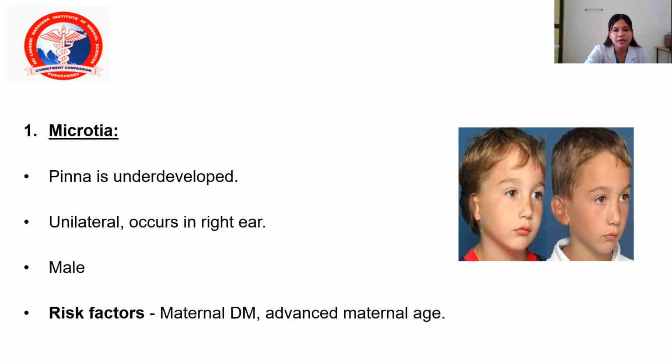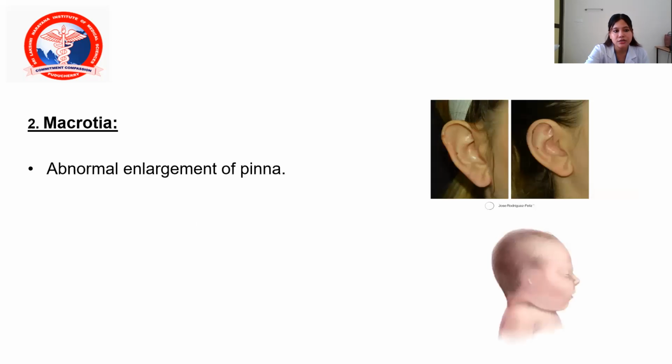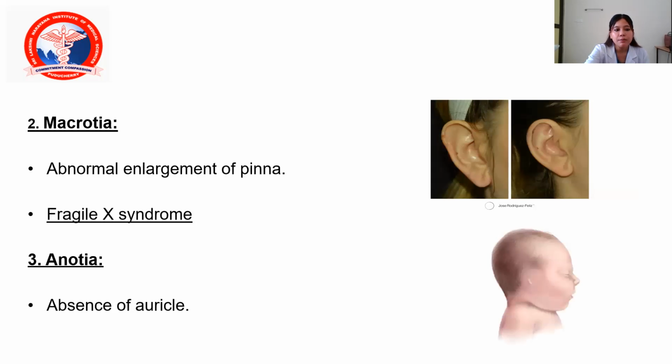If microtia is present, then macrotia will also be present. So what is macrotia? Macrotia is the abnormal enlargement of the pinna. It is seen in fragile X syndrome. So these are the chromosomal defects.